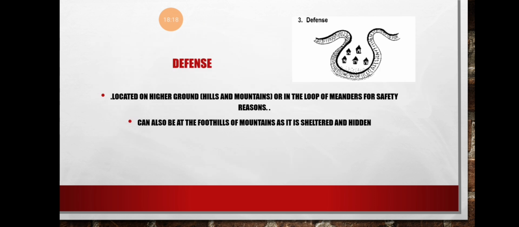Defense. Located on a higher ground or in the loop of a meander for safety reasons. There we have a meander. Can you see that meander? There we have a neck of meander. The only access that people use, they go through the neck of meander to have access to that settlement, meaning that the surrounding is just for defense.